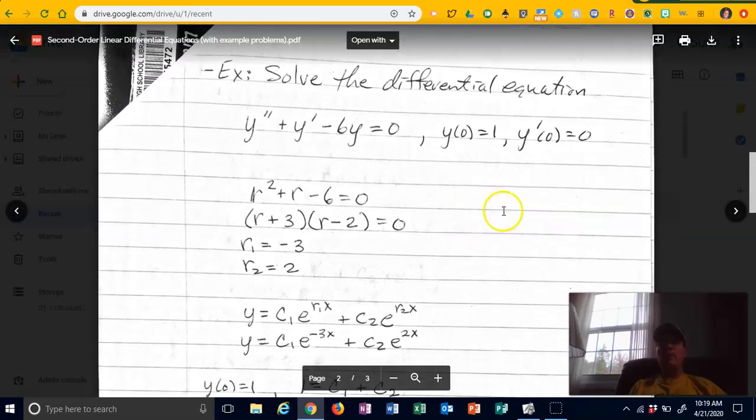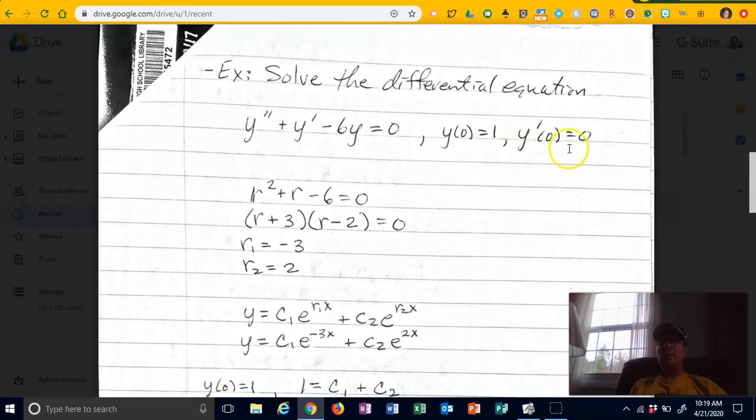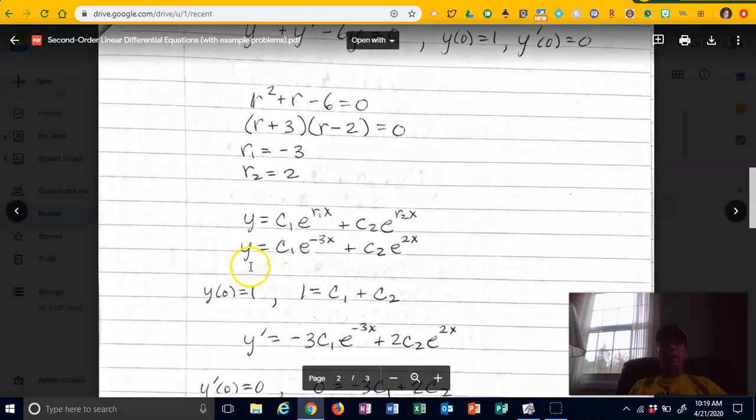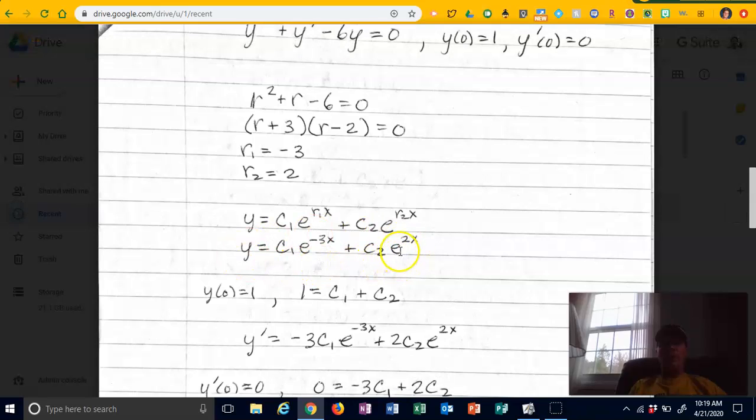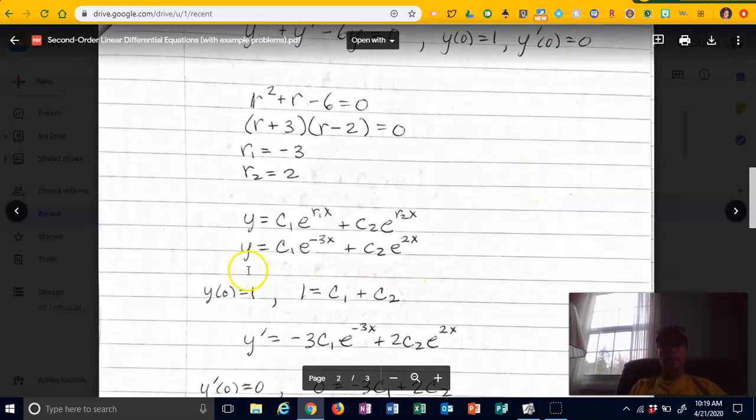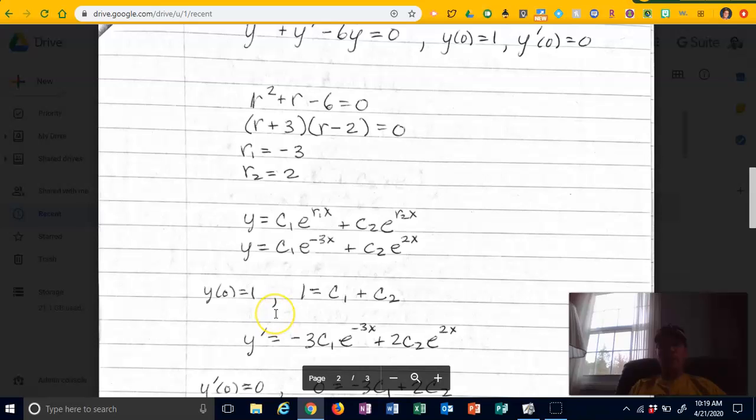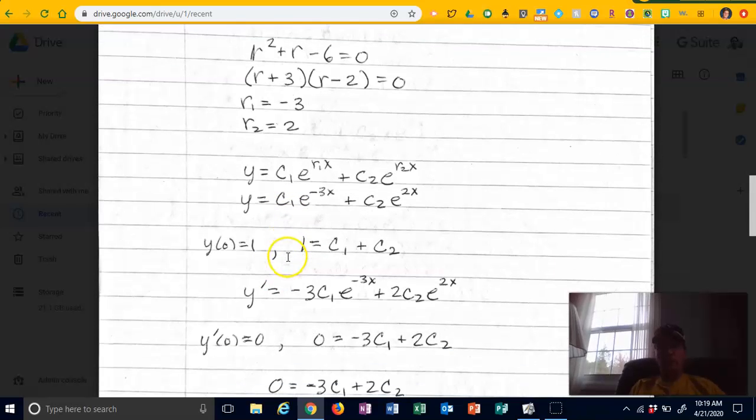So let me try to use this second initial condition. To use this condition here, I need a first derivative. Well, I know y is this so far. So let me take the derivative of my general solution right now, and then I can plug in this initial condition here. So y prime is equal to, I'm going to take the derivative of the first term here. So it's going to be c sub 1, which is just some number. I'm going to figure it out. The derivative of e to the negative 3x is e to the negative 3x times negative 3.